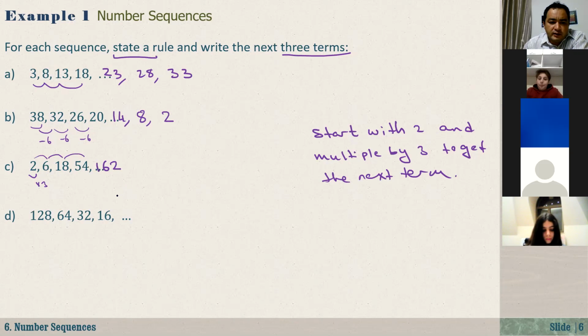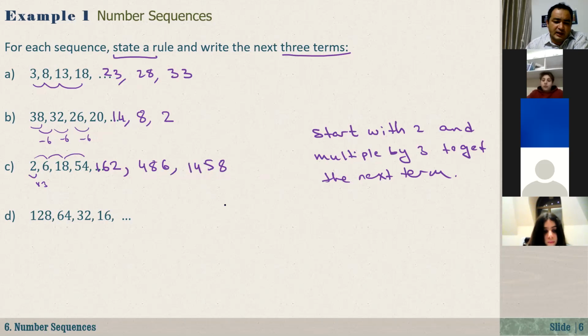162. And multiply this by 3: 3 times 2 is 6, 3 times 160 is 480, so 486. And multiply by 3: 3 times 6 is 18, 3 times 8 is 24, 3 times 4 is 12, and so we have 1,458.